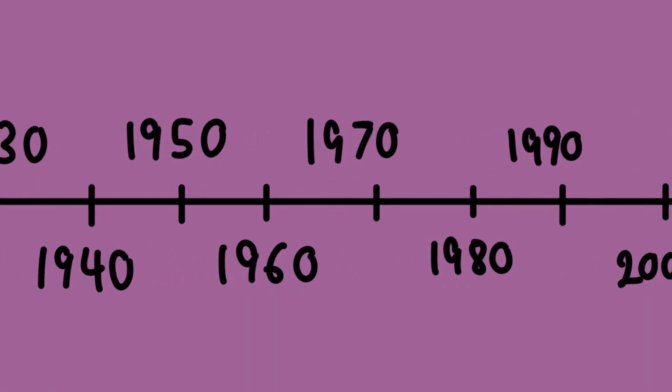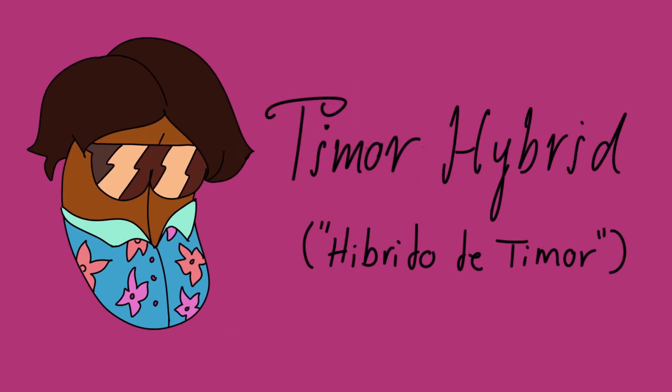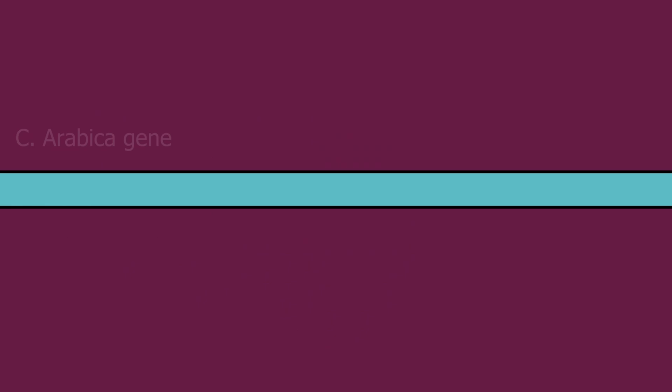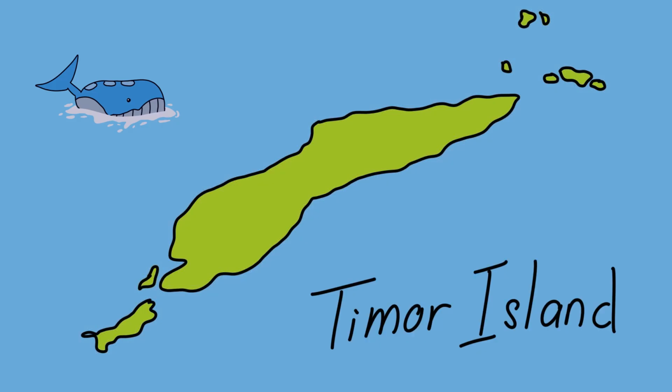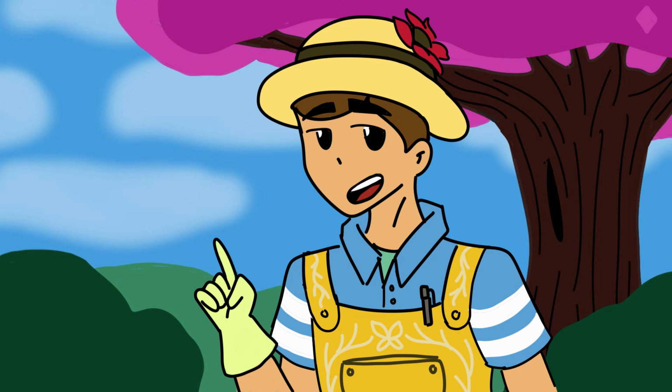Hence, only just a few decades ago, a Timor hybrid C. arabica breed was found with a C. canephora introgression gene region as a product of a spontaneous crossover at the island of Timor. This introgression region was found on chromosome 4.